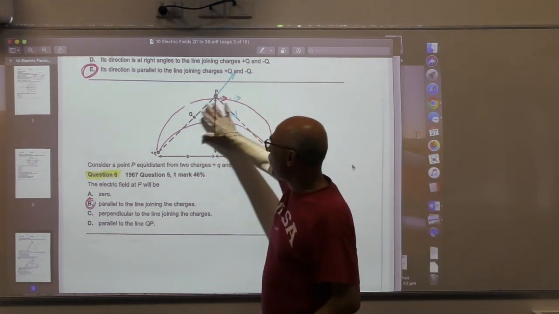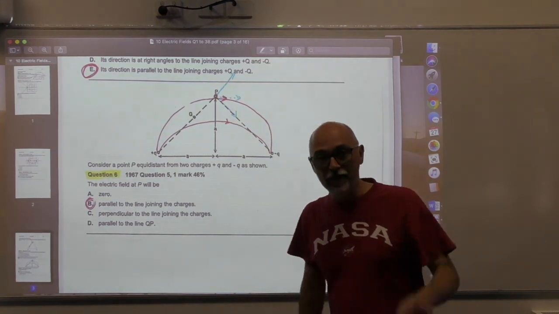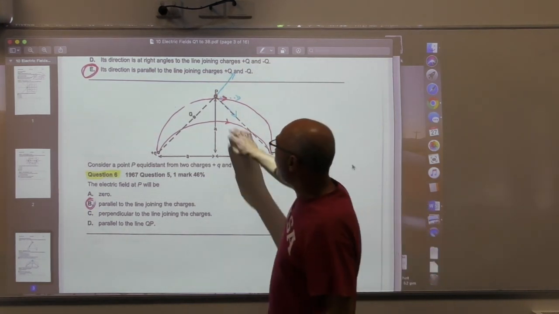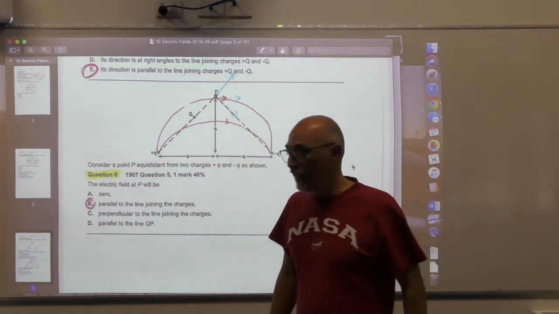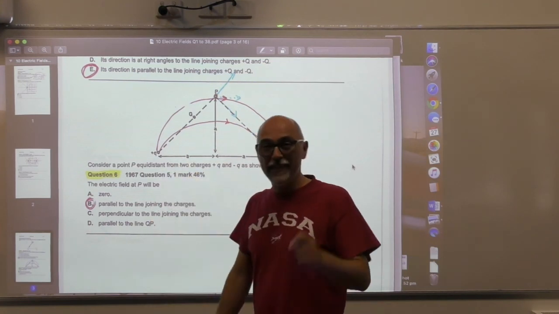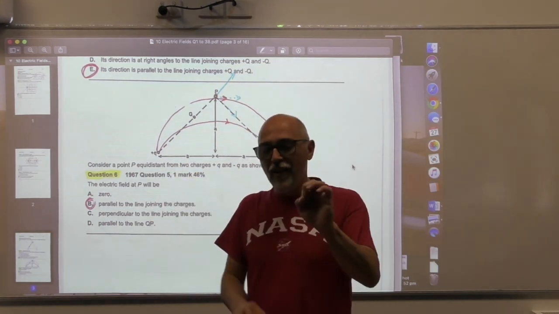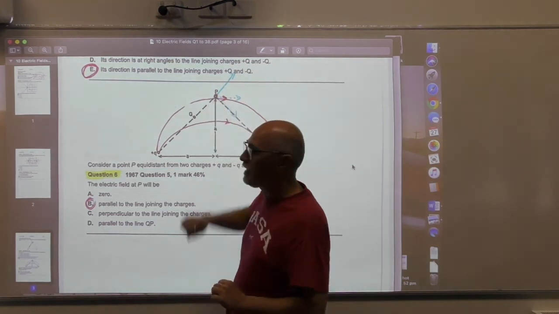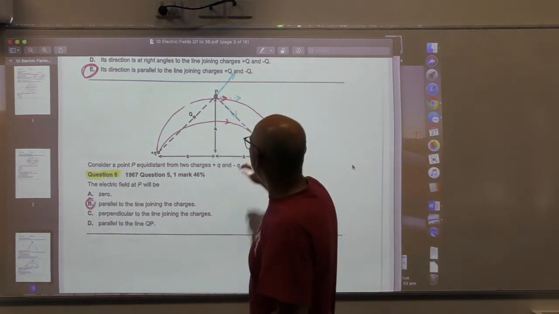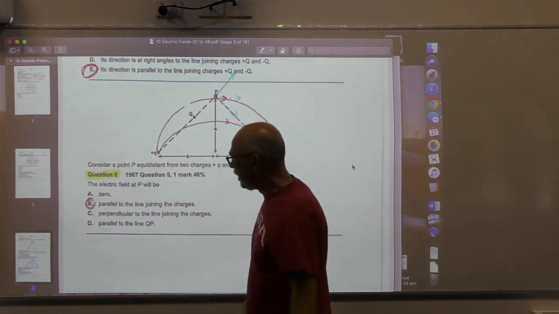It's more mathematical. It also gave me an excuse to mention that even when they talk about a point in empty space, depending on how the question is phrased, sometimes you need to imagine a tiny little positive charge up there and say, which way would it go? That's how you tend to answer those questions.